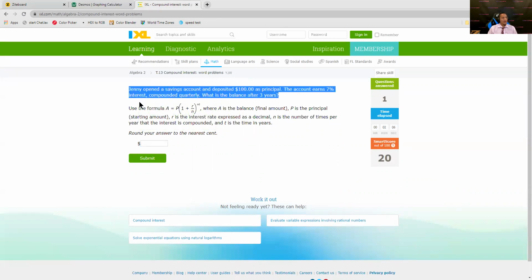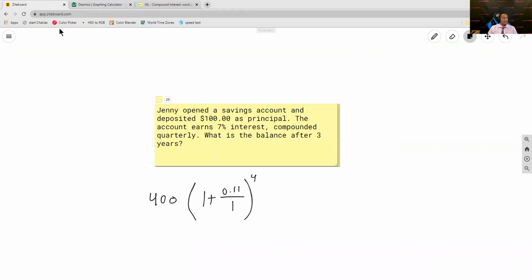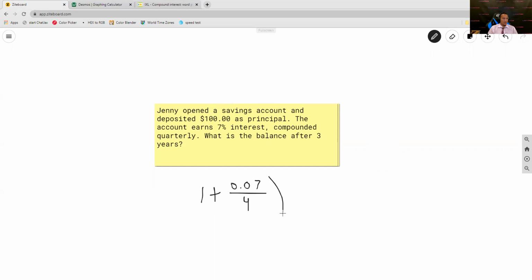Okay. Now this time, Jenny decides to go to the bank. Okay. So thank you, Jenny, for your contribution towards the bank. And this time, I'm going to erase the work here. Jenny opened a savings account, good for Jenny, and deposited 100. We're not going to worry about the 100 right now. We're going to worry about that last. The account earns 7% interest. So just start off with your usual 1 plus 0.07. Compounded quarterly, which means 4 times a year, because there's 4 quarters in a year. The balance after 3 years.